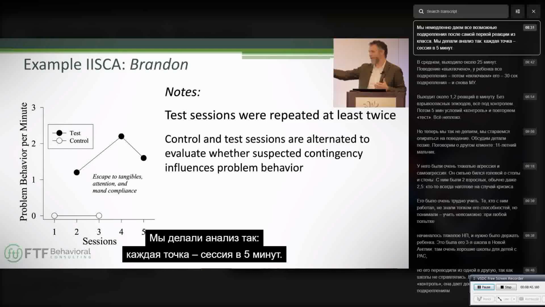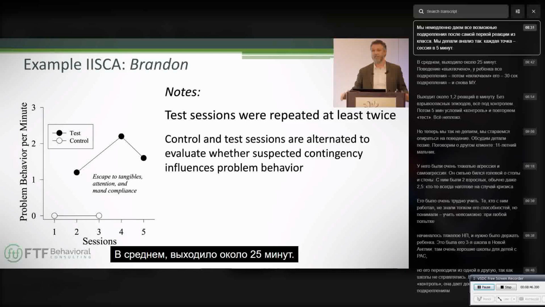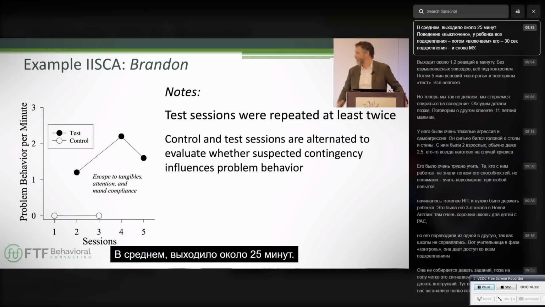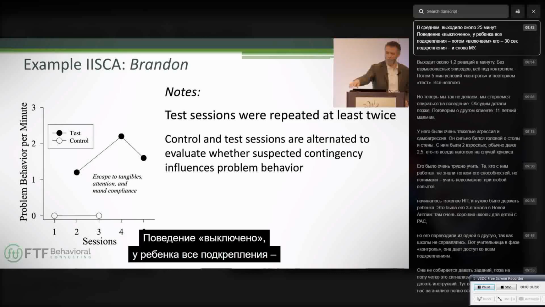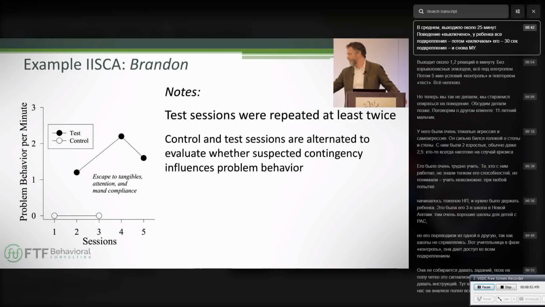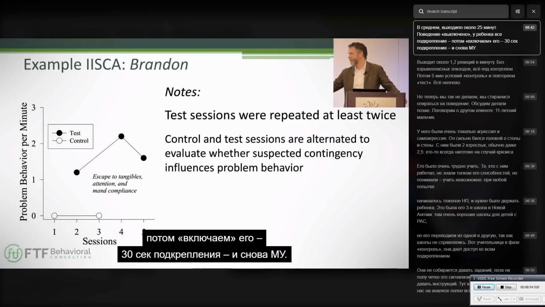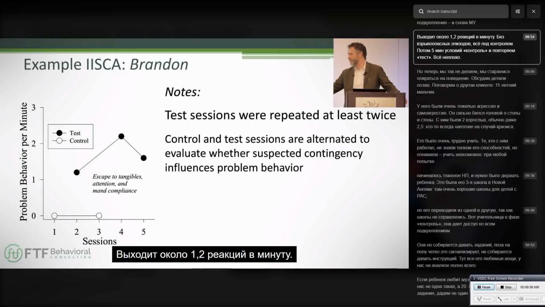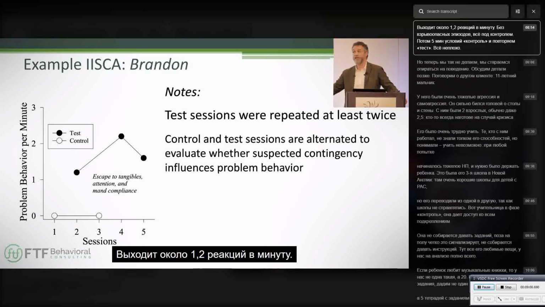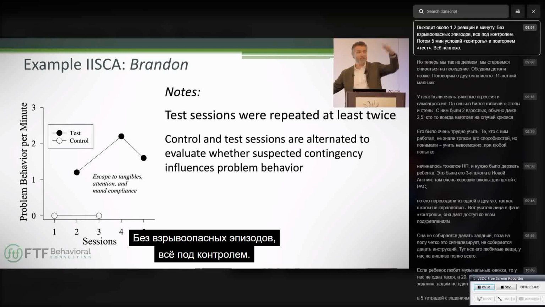We used to do an analysis like this. Each data point represented a 5-minute session. These averaged about 25 minutes. Behavior was off while we provided all the reinforcers. Then we turned it on. There was 30 seconds of reinforcement. Then we'd put the EO in again. That's what yields the rate of about 1.2 a minute, which means there's not explosive episodes of behavior. It's tightly controlled. Back to control for 5 minutes, and then we repeat the test.